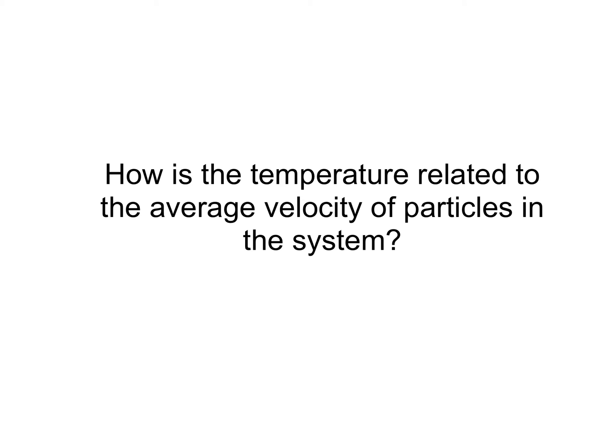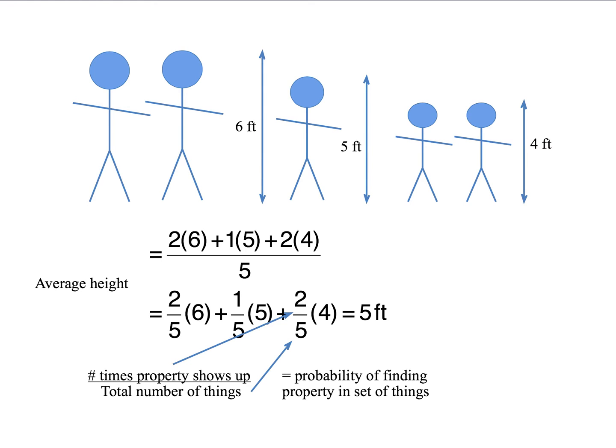We've said several times, and you've probably encountered the idea before, that the temperature of a system is a measure of the average kinetic energy or the average velocity of particles in the system. But what is that relationship? To answer our question, we're going to have to think about how we find averages.